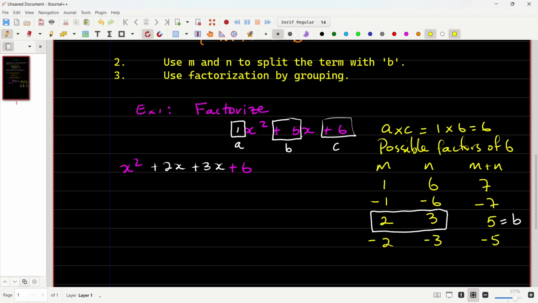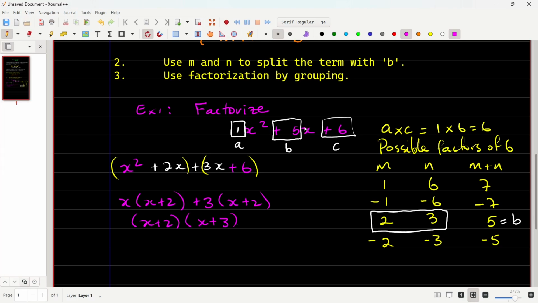And we can see right away that now we have 4 terms, and we can use factorization by grouping. So let's group the terms together, and I'm going to group this term here, and I'm going to group these 2 terms here, and factorize them. I will get x into x plus 2, close bracket, plus 3 into x plus 2, close bracket, and then I have x plus 2 into x plus 3.